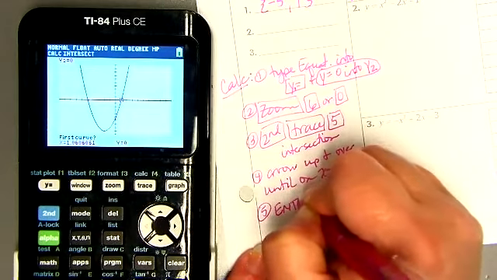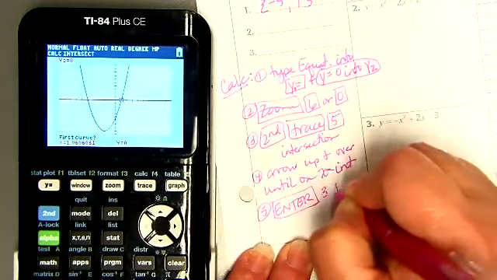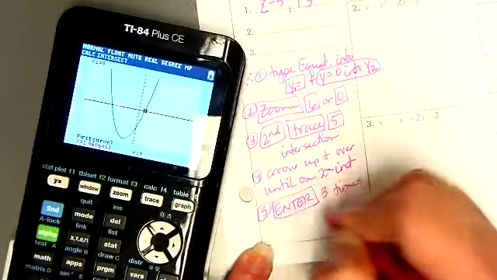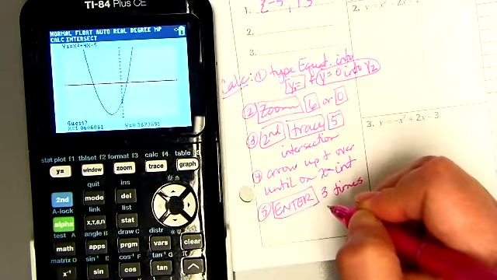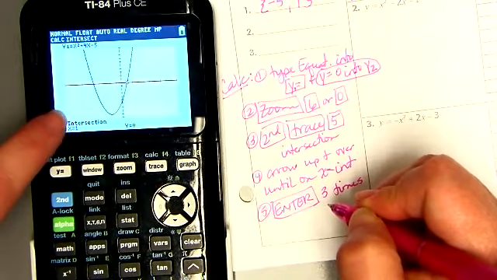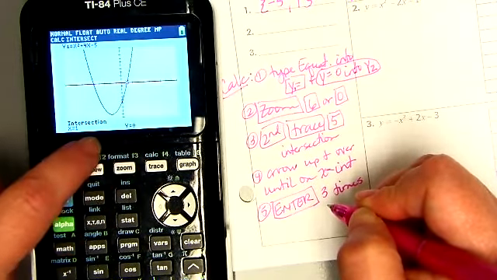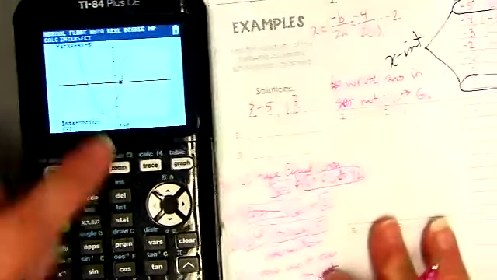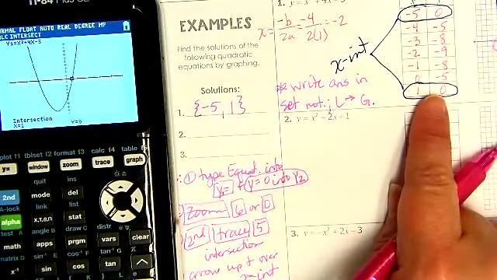enter. Press enter 3 times until you're going to see the word intersection. See 1, 2, 3, and see how it says the word intersection. So that right there is telling me 1, 0. That is one of my x-intercepts, which it is. So now I just do the same thing again to find the other one.